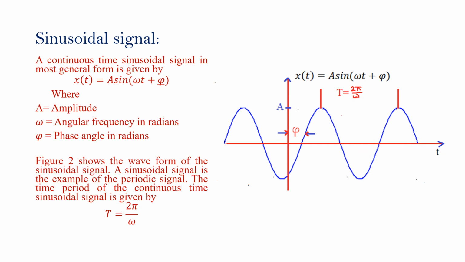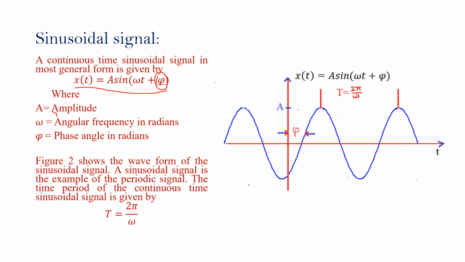Next, I am going to explain sinusoidal signal. This is the last one. A continuous time sinusoidal signal in most general form is x of t equal to A sine of omega t plus phi. Where A is the amplitude, omega is the angular frequency in radians, and phi is the phase angle in radians.